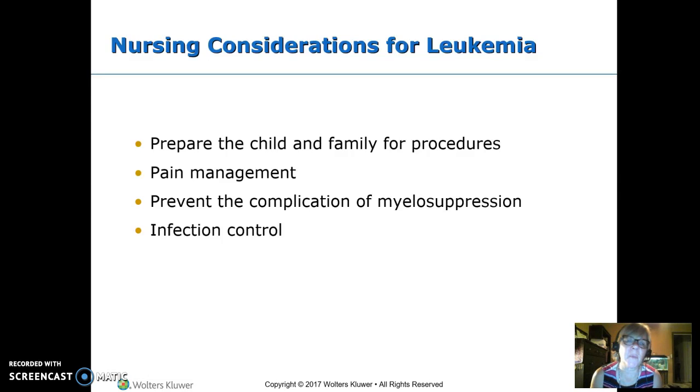So with leukemia, prepare the child and family for procedures. Many things we do are painful. We're trying to prevent complications and practice infection control, right? We kill off their immune system. Even a minor illness can be life-threatening to them.